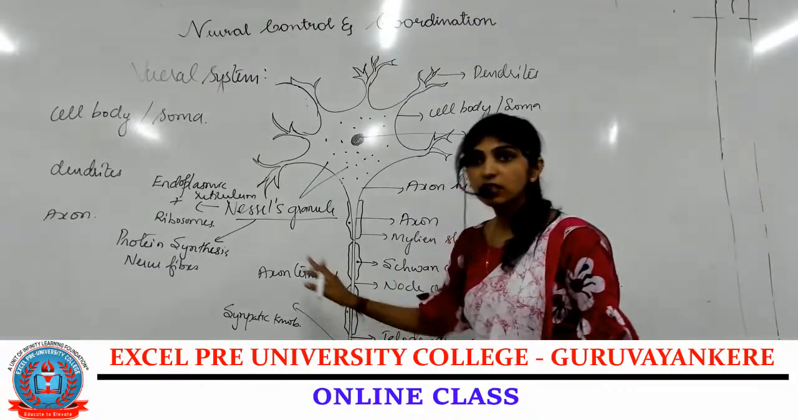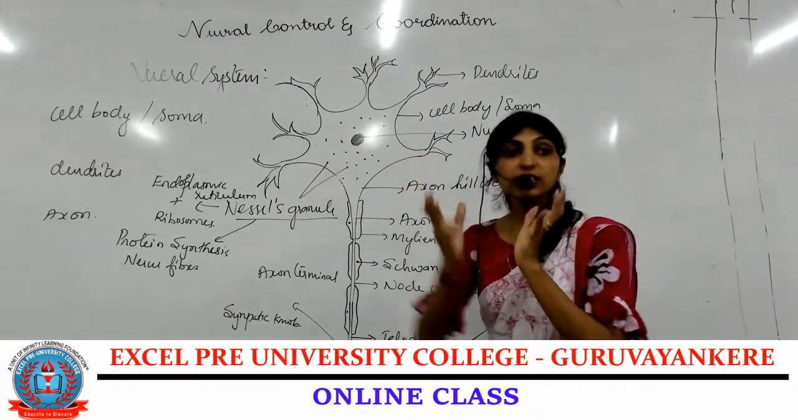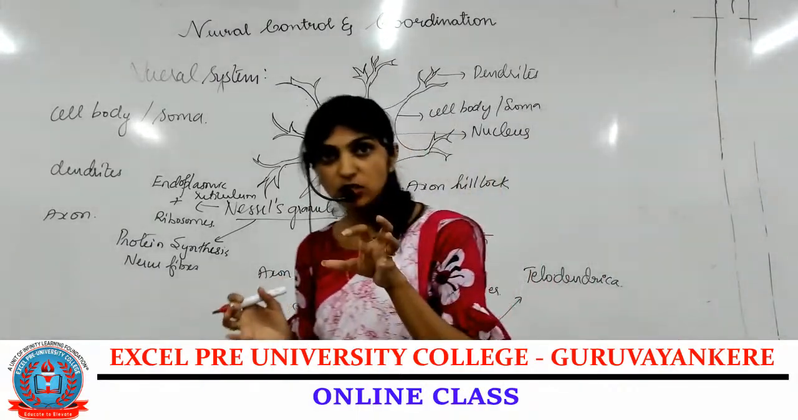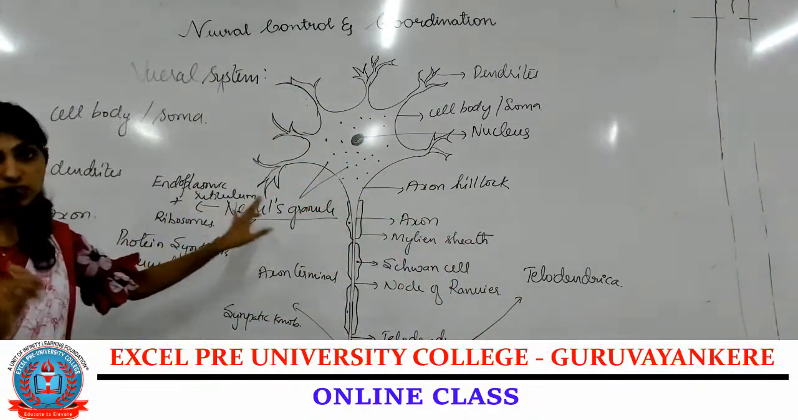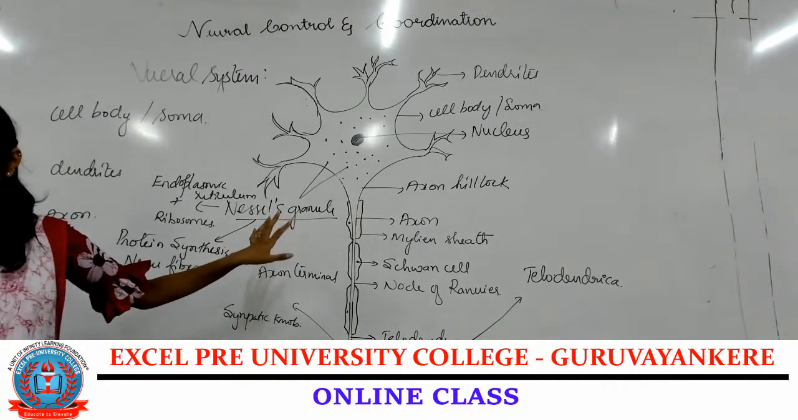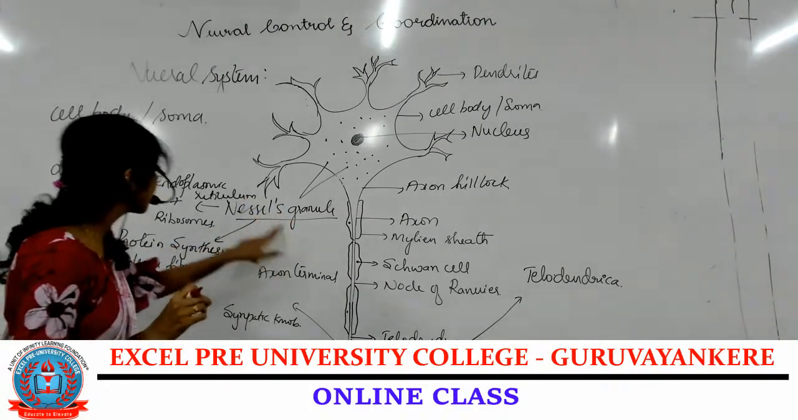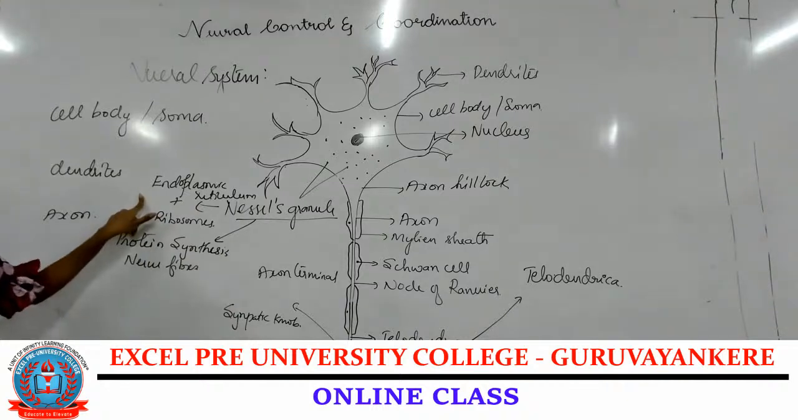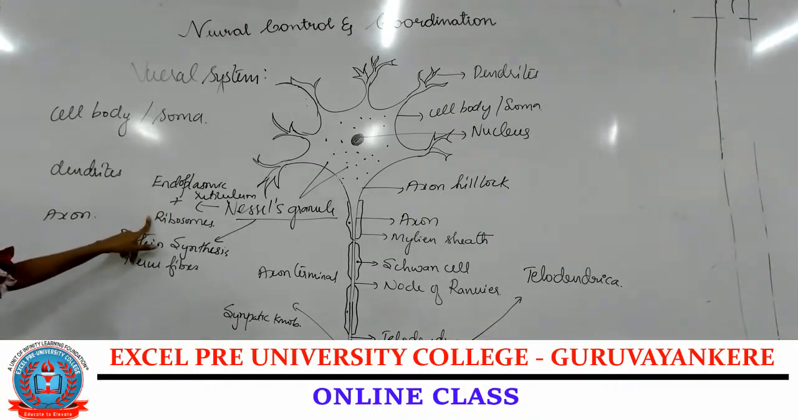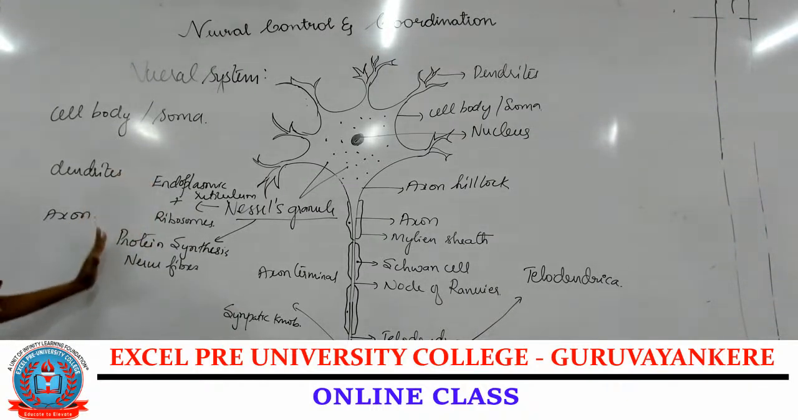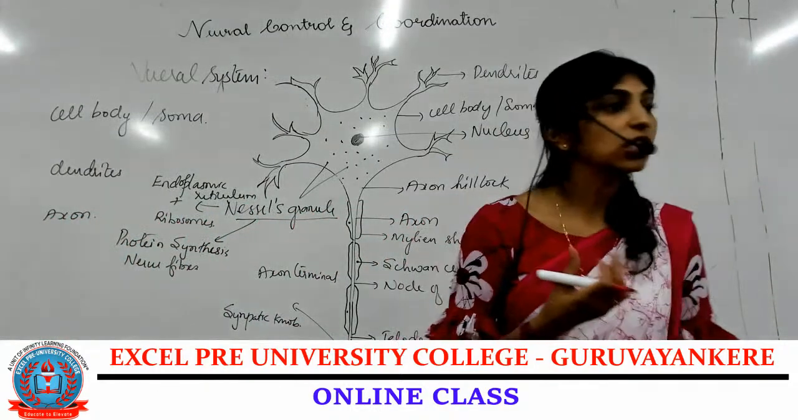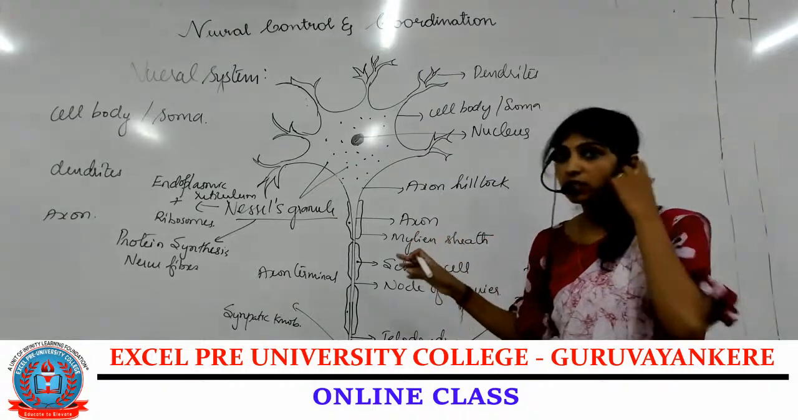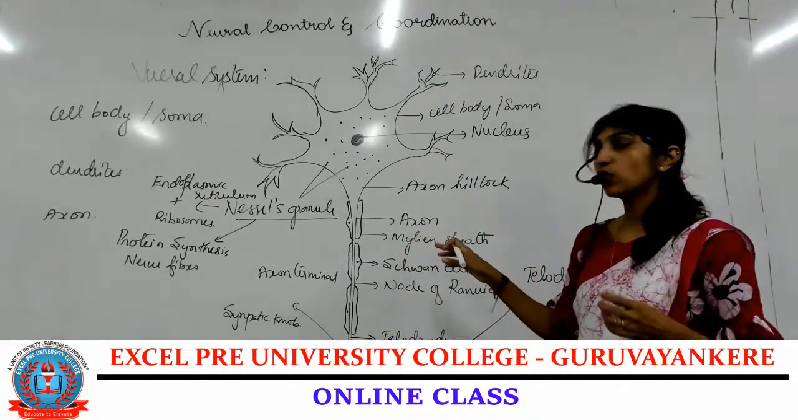Is that clear? Neuron, they have a cell body with a prominent nucleus, and the cell body consists of special granules called Nissl's granules, and the Nissl's granules are nothing but endoplasmic reticulum along with the ribosomes. And these Nissl's granules, their function is protein synthesis and formation of nerve fibrils. Is it clear? They help in protein synthesis and formation of nerve fibrils.